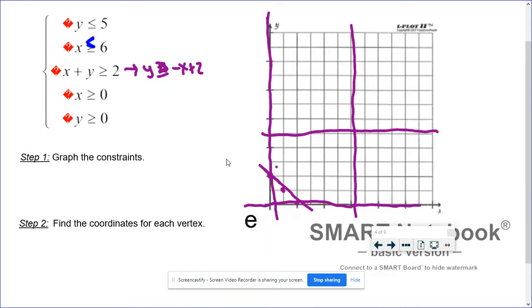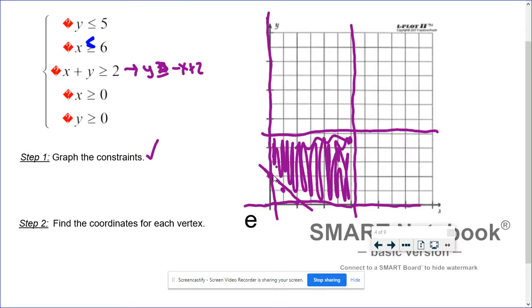So it's above that line, it's below that line. It's to the right of this line, it's to the left of this line, and it's above that line. So everywhere I'm going to shade is in here. All right, so graphing the constraints is done.